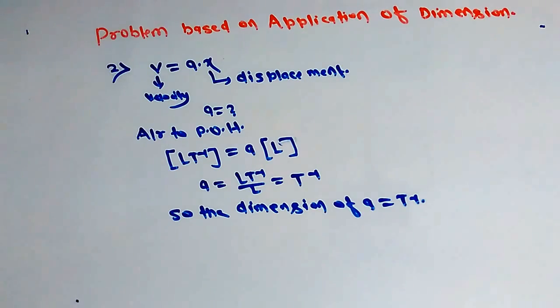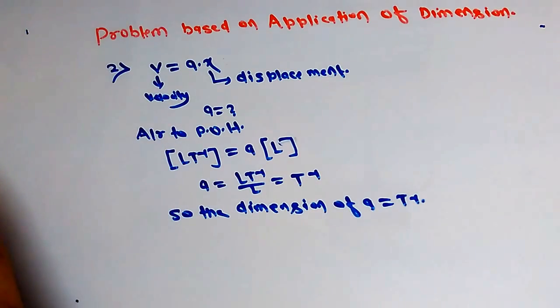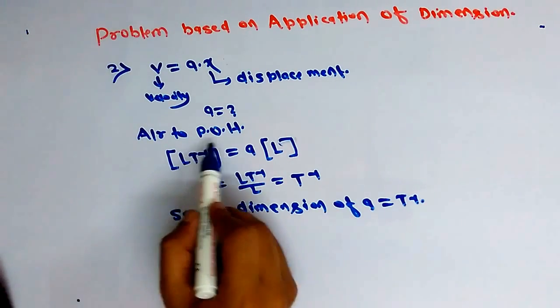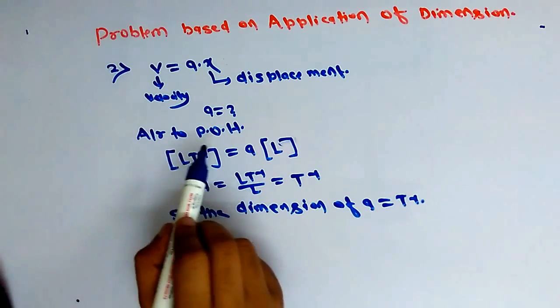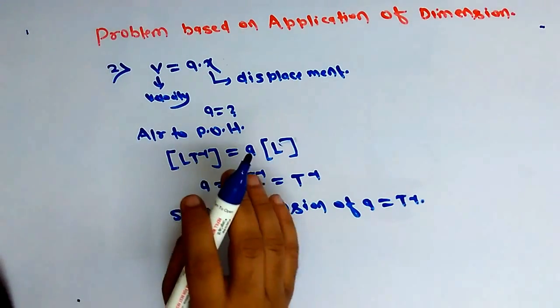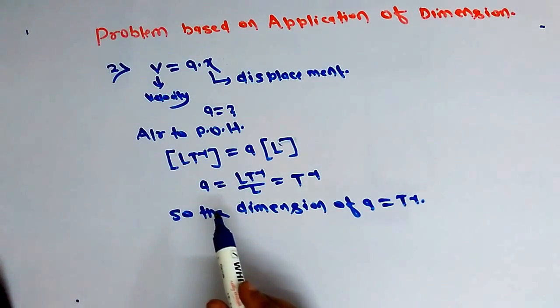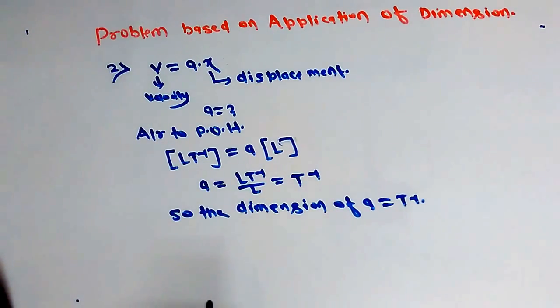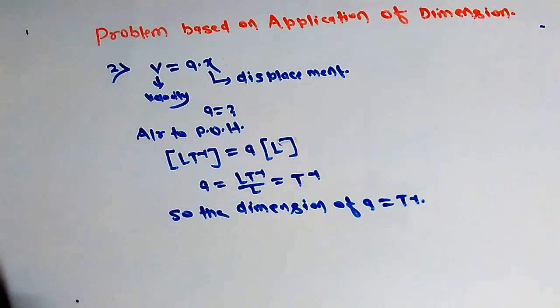Okay, so this was problem number 2. In this way, for solving these types of questions, we will do the dimensional analysis, and according to the principle of homogeneity, we already know the dimension of LHS is equal to the dimension of RHS. We will equate the dimensions of both the LHS and RHS terms, and we can calculate whatever unknown parameter we have to find out, just by applying the principle of homogeneity.